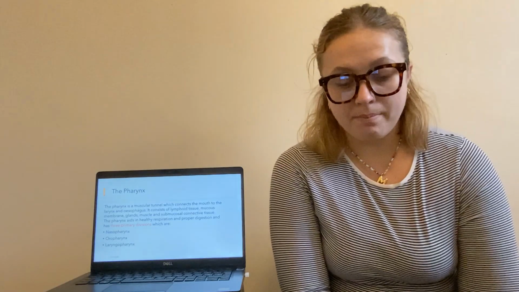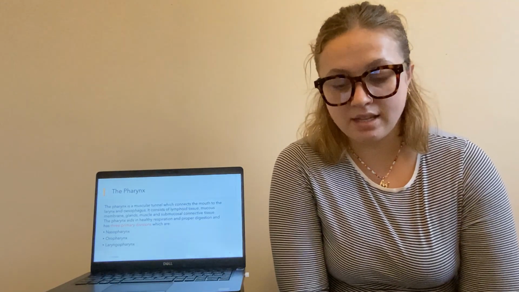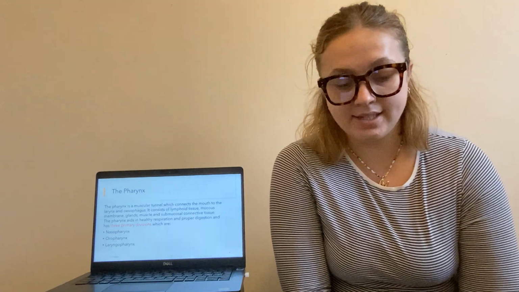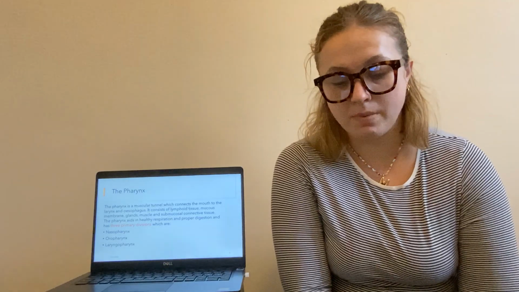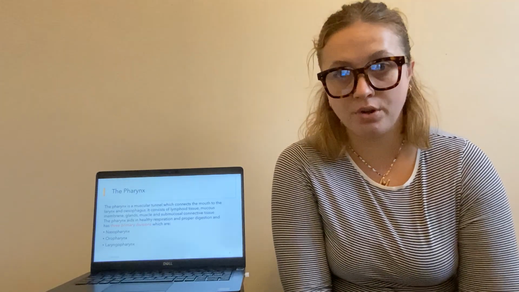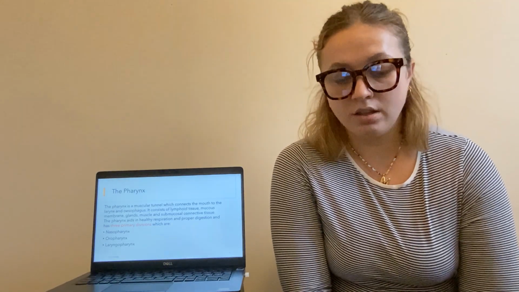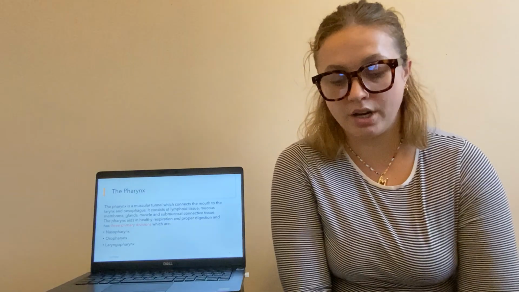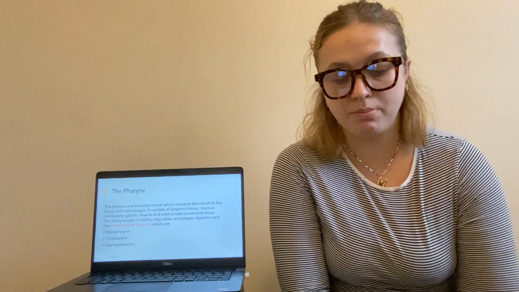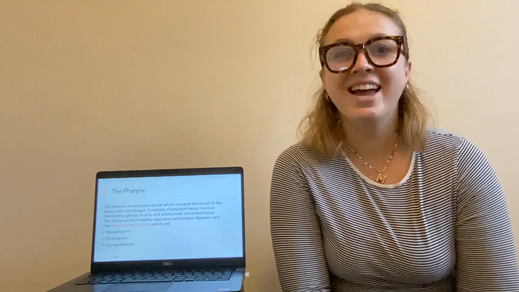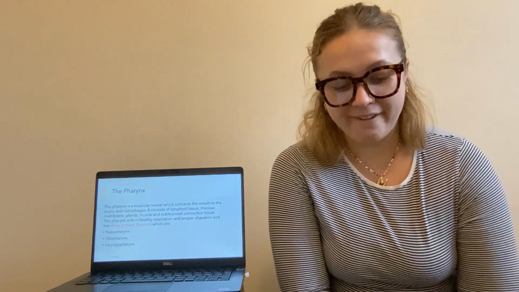The pharynx is a muscular tunnel which connects the mouth to the larynx and esophagus. It consists of lymphoid tissue, mucous membrane, glands, muscle and submucosal connective tissue. The pharynx aids in healthy respiration and proper digestion and has 3 primary divisions, which are the nasopharynx, the oropharynx and the laryngopharynx.